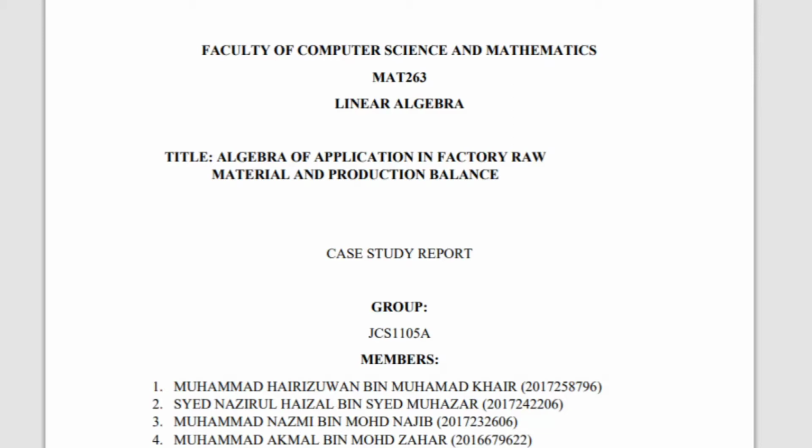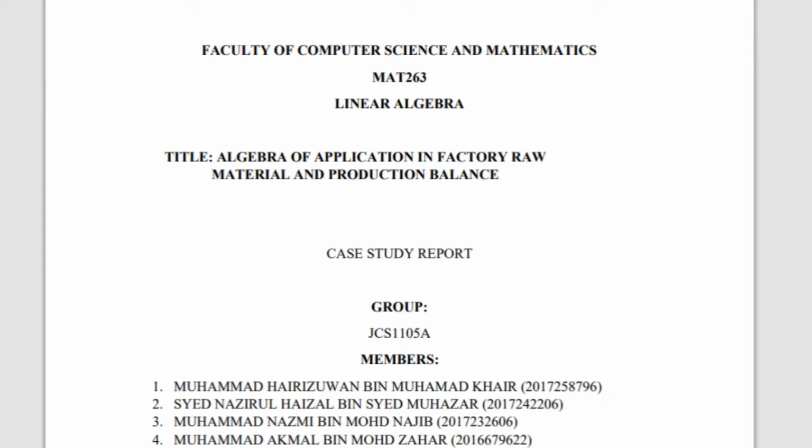Our group will present about algebra of application in factory raw material and production balance. Okay, first, our group member is Muhammad Khairizwan bin Muhammad Khair. Second, Sheikh Nazirul Haizal bin Sheikh Muazzar. Third, Muhammad Nazmi bin Muhammad Najib. And Muhammad Akmal bin Muhammad Zahra.